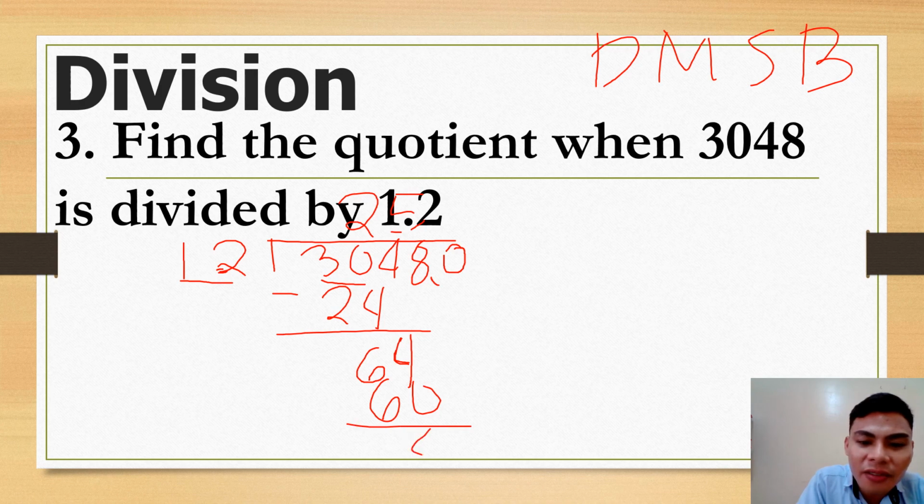So, 5. 5 times 12, 60. Tapos, bring down, subtract. 4, bring down 8. Tapos, division na naman. 48 divided by 12. Klaro, nasa pattern. It's 4. Because 4 times 12, 48. So, 48 minus 48, 0. Okay?